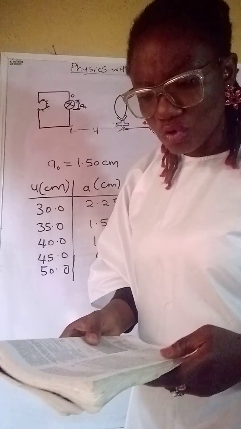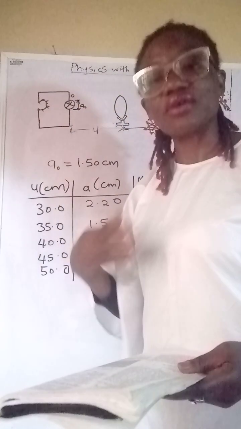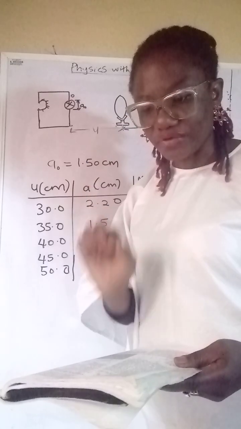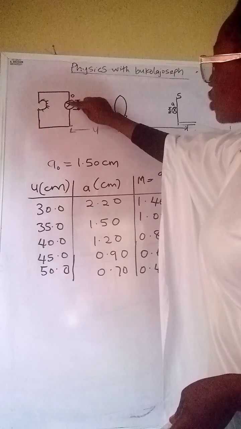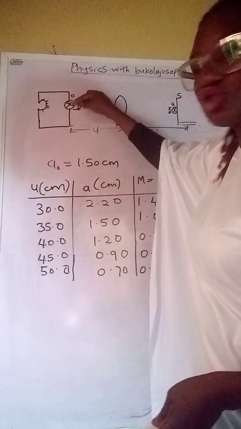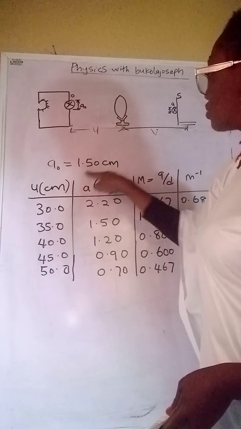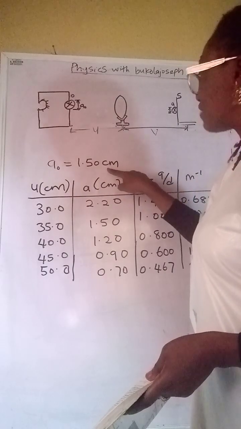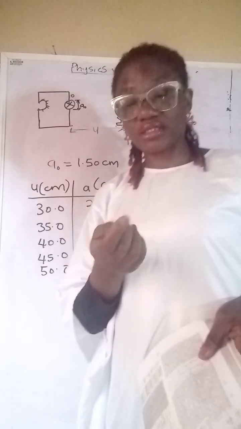So we have: you are provided with an illuminated object, converging lens, screen, meter rule, and other necessary materials. 1. Measure and record the size AO of the illuminated object. So the illuminated object will be on the hole on the ray box, and you are expected to measure that object. Based on this past question, we have AO equal to 1.50 centimeter. Of course, you are going to be using your small ruler, maybe from your mathematical set, to measure.